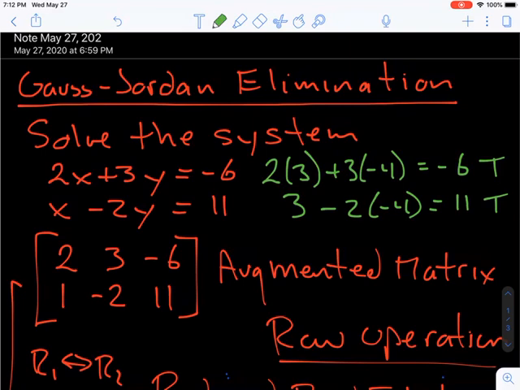So there's a lot of terminology in the work that we're doing with matrices, but it's important that you understand the terminology. Row operations, matrix, augmented matrix, identity matrix. So again, make sure that you're reading over my notes and make sure that you're doing the example problems.